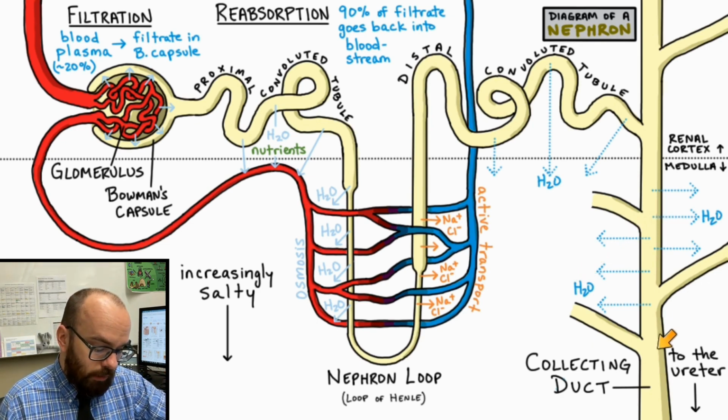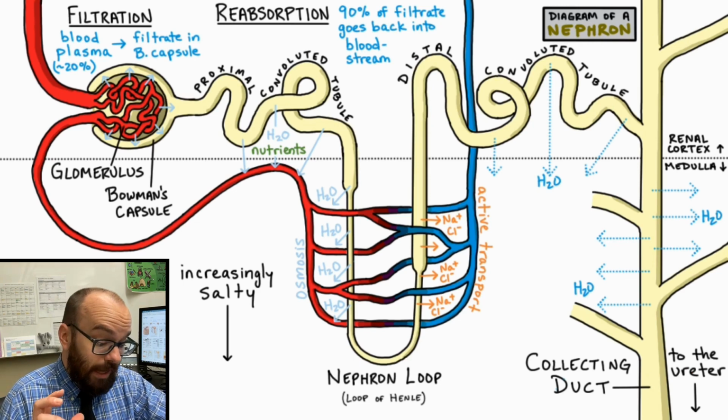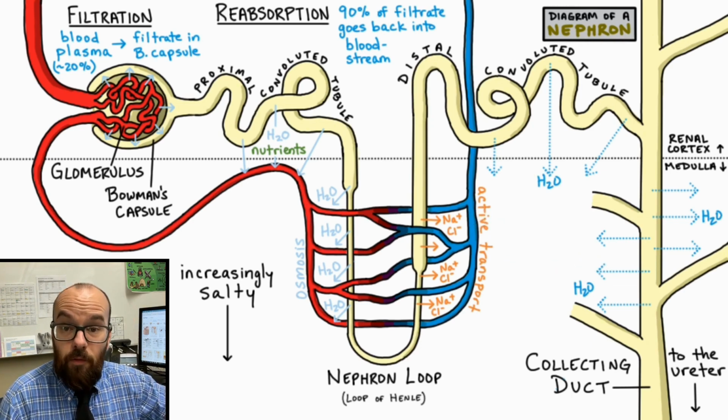We don't want any water leaving through the collecting duct to the ureter, because then we're going to lose that water whenever we urinate. Instead, if we're dehydrated, we want to get any water that we can that's still left over in our filtrate. We want to get that water back into the bloodstream. So we're going to let it leak out of here and diffuse back into our bloodstream so we can keep it in circulation and keep all of the water in our body.